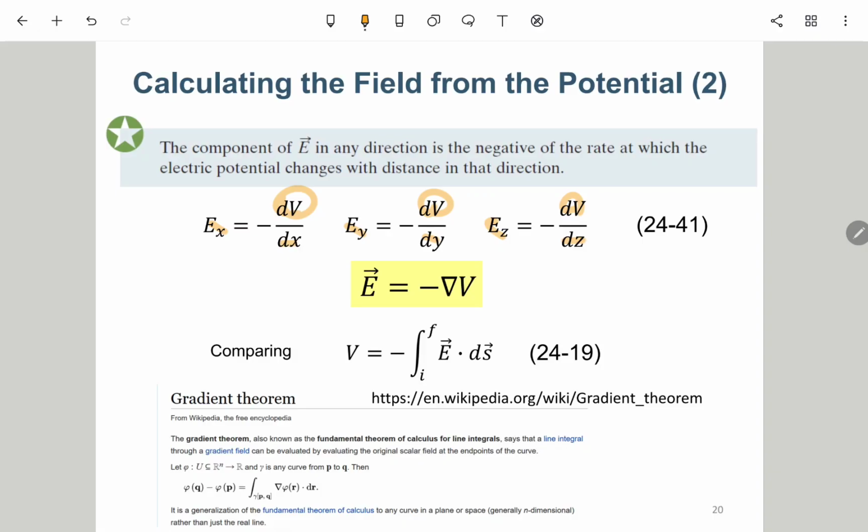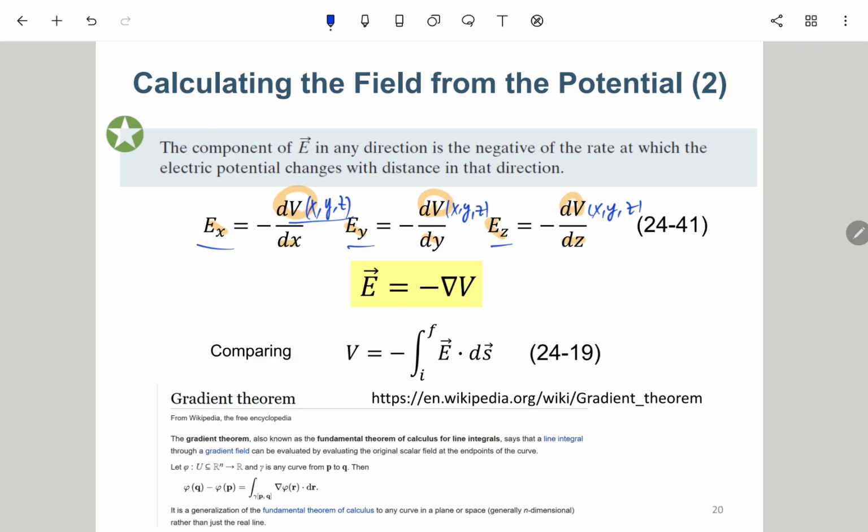Suppose in a Cartesian coordinate we have x-axis, y-axis, z-axis components. Maybe some of them may be zero, but anyway. Suppose we are able to know V in terms of x, y, and z, so V can be a function of x, y, and z. In that case, we take the derivative with respect to x, y, z, and then we will know Ex, Ey, Ez. After knowing all the components of the E field in the x, y, z axes, we will know the full E field.